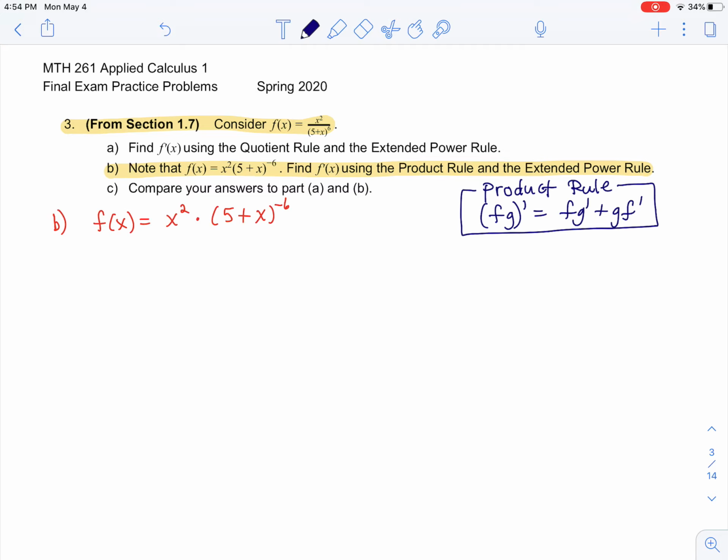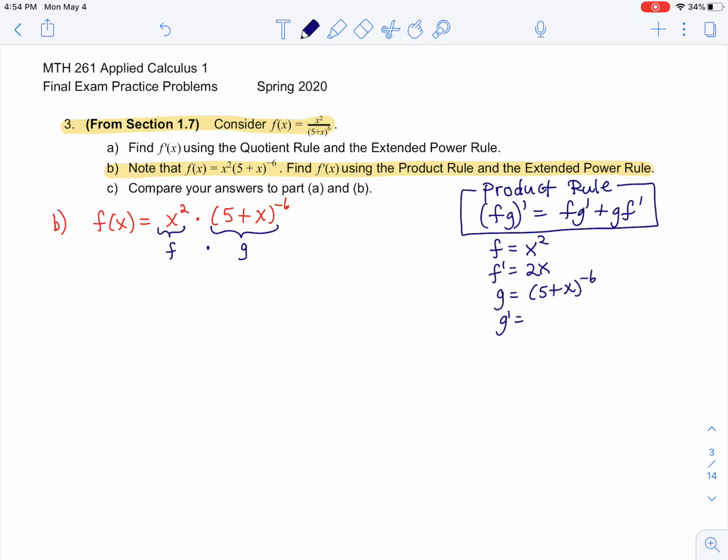All right, but what are my f, f prime, g, and g prime? f is the first function that we're multiplying, and g is the second function in our product. So f is x squared. What's the derivative of x squared? That's going to be 2x. What about g? g is 5 plus x to the negative 6th power.